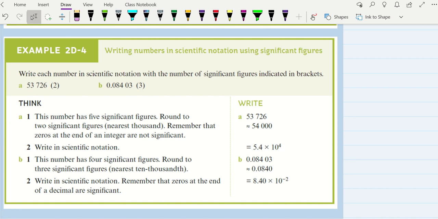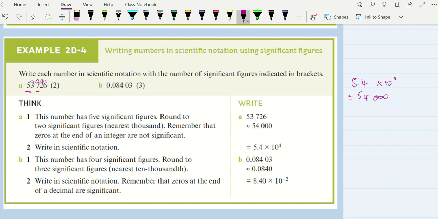Okay, let's write each number in scientific notation with the number of sig figs indicated in brackets. So we want 2 sig figs, so it's going to be 5.4 something, isn't it? So I have to round that up. That rounds up to 54,000, but we only want 2 sig figs. And I could write them in scientific notation as well. So that's times 10 to 1, 2, 3, 4, times 10 to the power of 4 as well. Now I see we just want, in this case, it's the same as rounding off to 54,000.